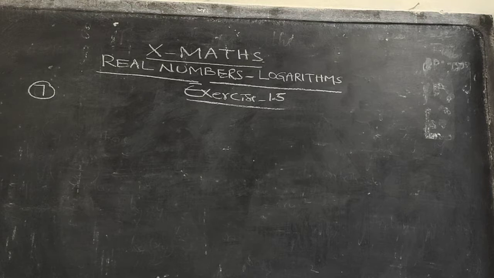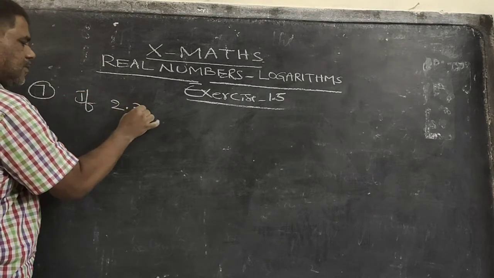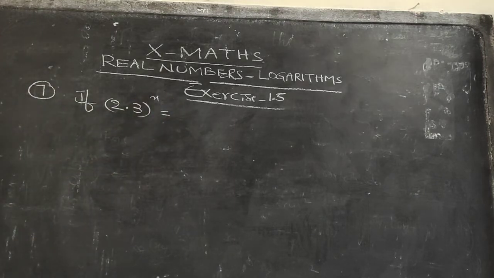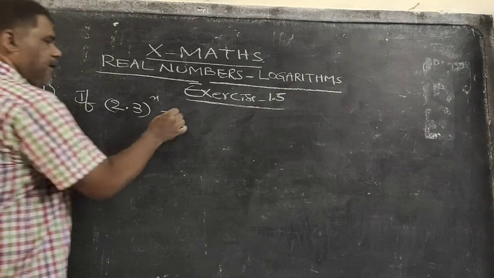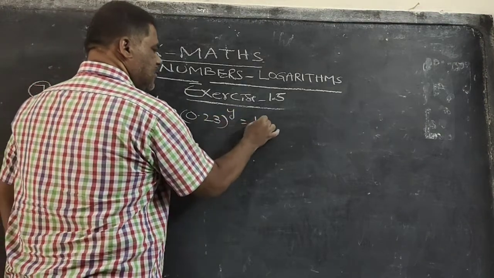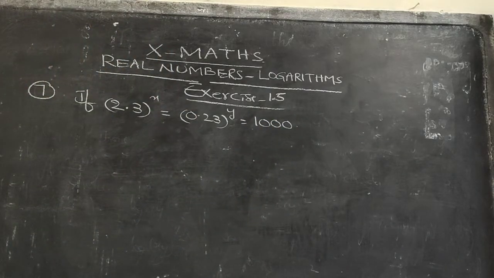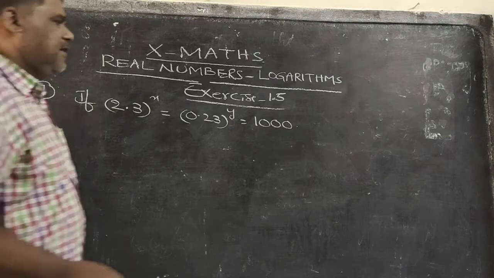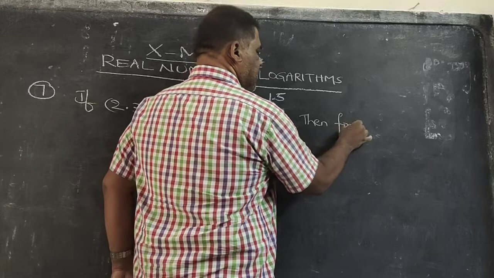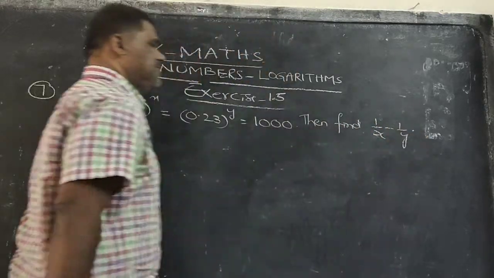Right, 7th problem. If (2.3)^x is equal to (0.23)^y is equal to 1000, then find the value of 1/x − 1/y.